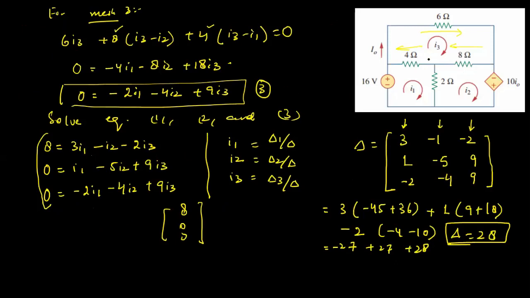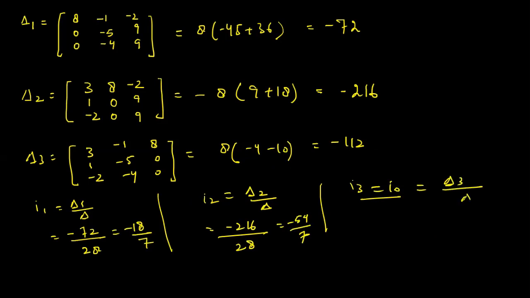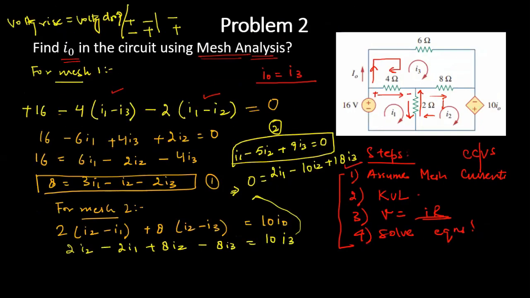Otherwise we had to simply find I3, that is I0. So I2 is nothing but delta 2 by delta. So what is your delta 2? It is minus 216 upon delta, which is the same for all. And again, if you solve it, you will get minus 54 by 7. And finally, I3. I3 is nothing but your I0 also, correct? And that will be delta 3 upon delta. So delta 3 is how much? Minus 112 and delta is 28. So if you see this, it will be minus 4 ampere. So this is actually the answer. We have to find I0 only. So that I0 is actually I3 and the value is minus 4 ampere.